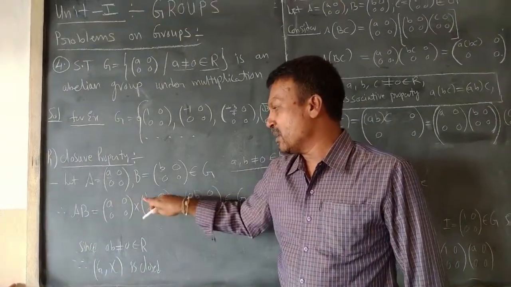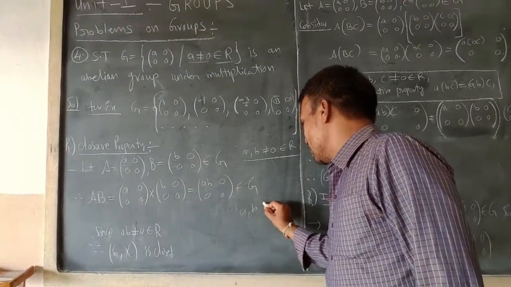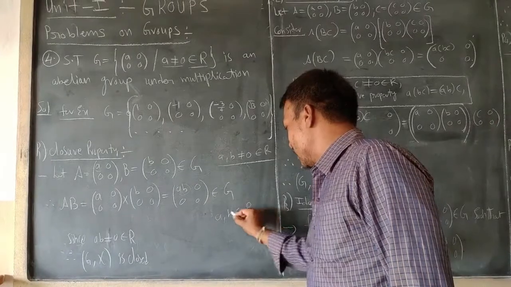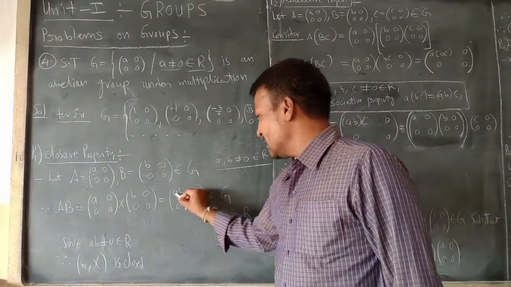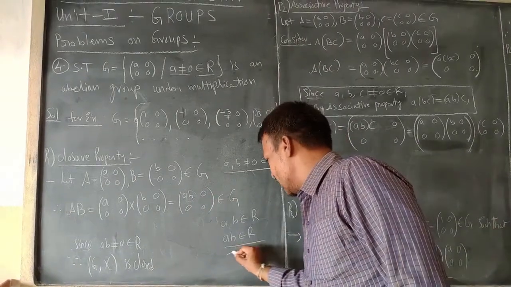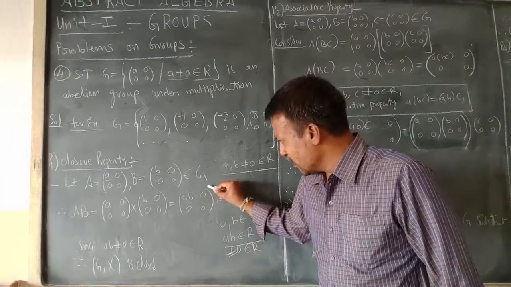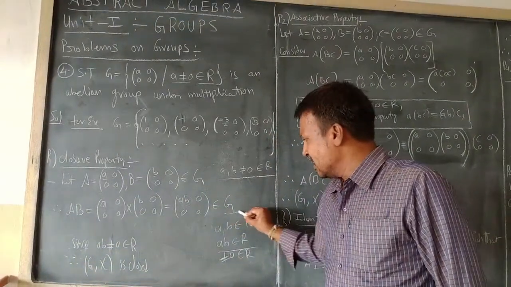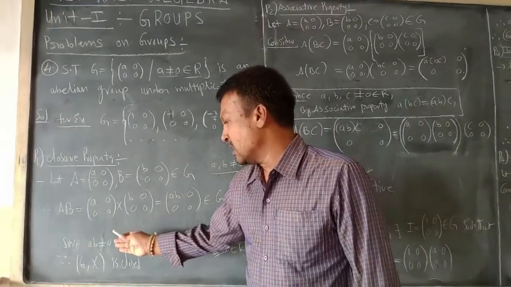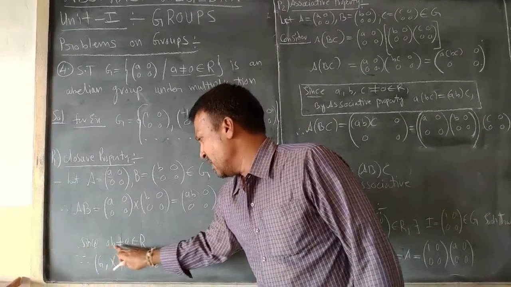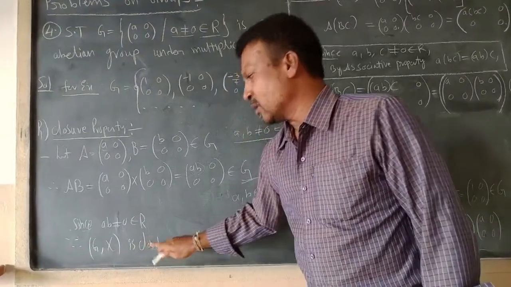Because a, b are non-zero real values, by the closure property with respect to multiplication in real numbers, for a, b belonging to R, ab will be present in R. Therefore, this matrix [ab 0; 0 0], with ab not equal to 0, will be present in set R, and hence this matrix will be present in the defined set G of matrices. See the reason I have written here. Since ab is not equal to 0 and belongs to R, therefore (G, ×) is closed.